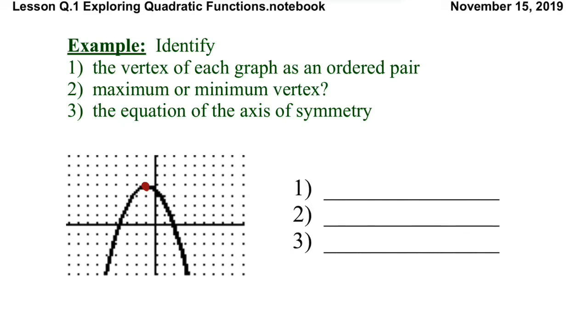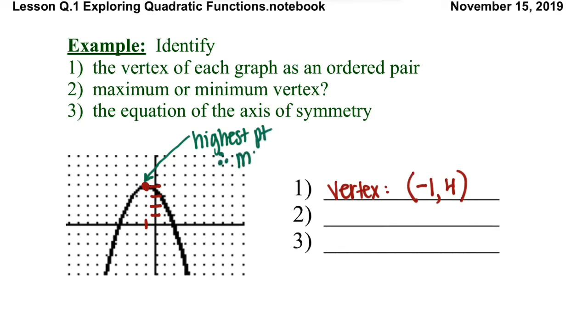So I can do this just by locating it visually on the graph. The vertex is located at left 1 and then up 1, 2, 3, 4. So left 1 would be -1 and then up 4. It's +4. It is a highest point. Therefore, it's a maximum. So it has a maximum value, and that maximum is equal to the y value of 4.